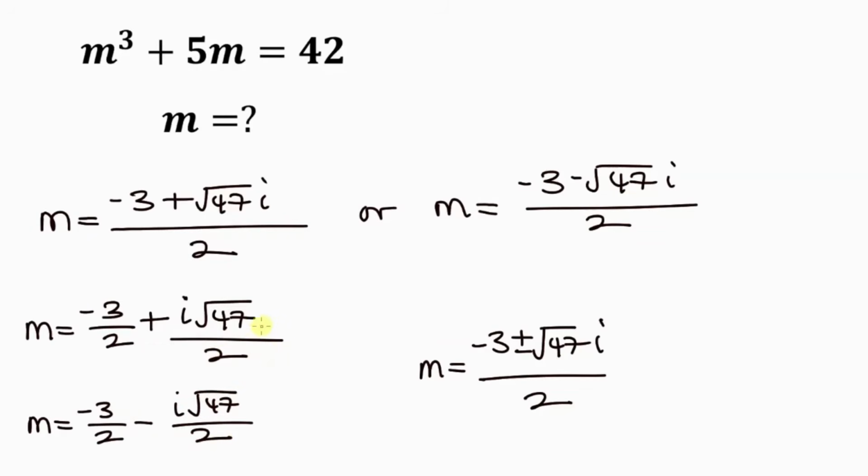So we have two complex solutions of m, and we have one real solution for m, which is m equal to 3.